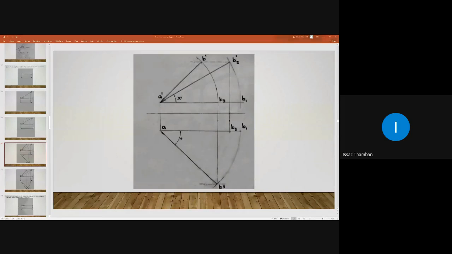Have you completed this? Yes, sir. Faha, what is the value of phi? What is the value of phi? 45. 45. Best.